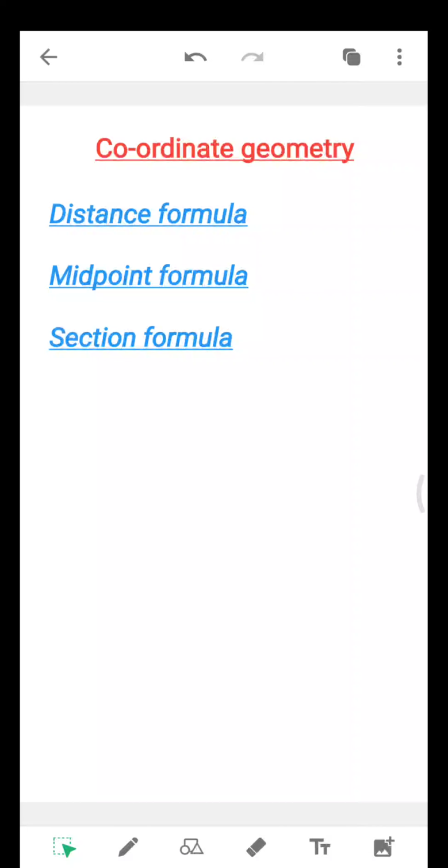Welcome back everyone. In today's session we are going to learn two new formulae, that is midpoint formula and section formula. In the previous sessions in exercise 7.1 we applied distance formula. Now for exercise 7.2 you need to remember these two formulae or these two concepts.